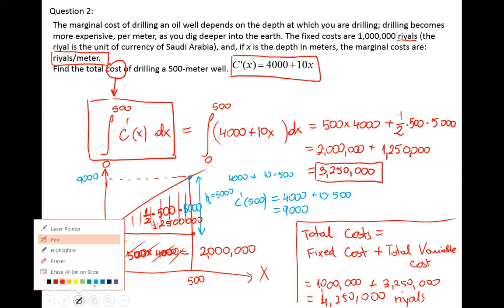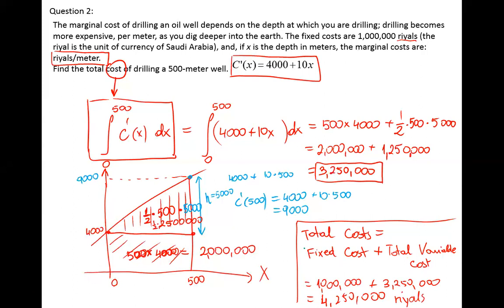Okay. That means the main thing is to remember to add the fixed cost to the variable cost. This is the total, but this is the changing one, the variable cost. And make sure that you know how to evaluate this definite integral. Okay, good question. Let's see another one.